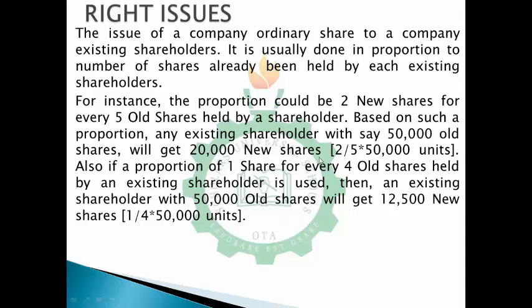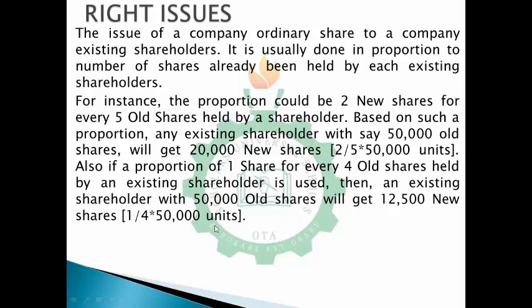This is how we do the calculation. That is 2 new shares divided by 5 old shares times 50,000 units would give you 20,000 new shares. Also, if a proportion of one share for every four old shares held by an existing shareholder is used, then an existing shareholder with 50,000 old shares will get 12,500 new shares. That is 1 divided by 4. That is 1 new share divided by 4 old shares times 50,000 units.